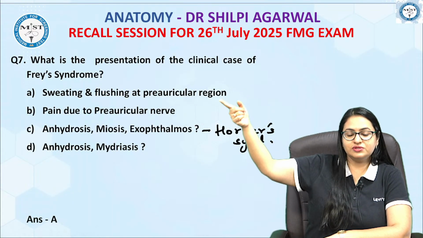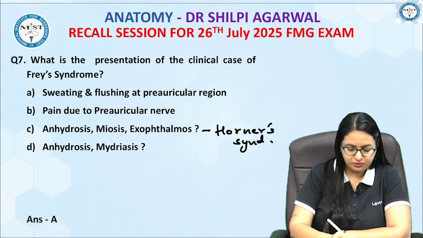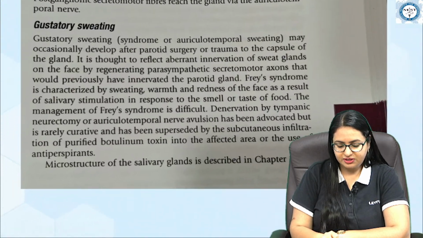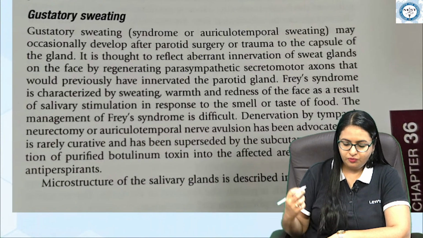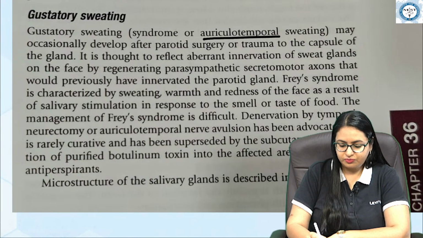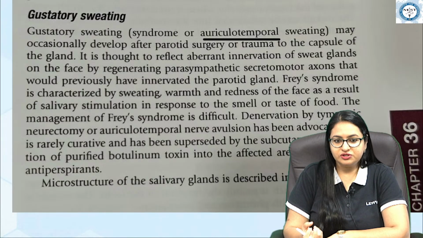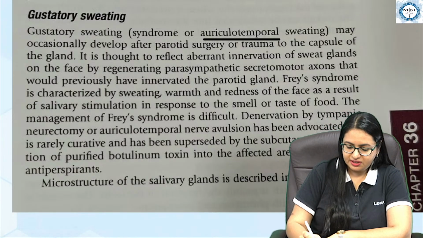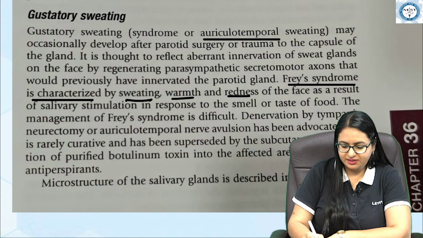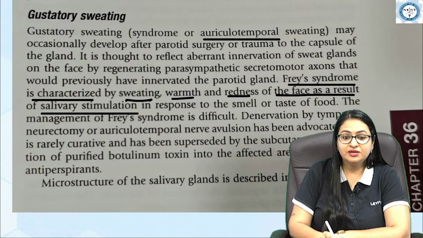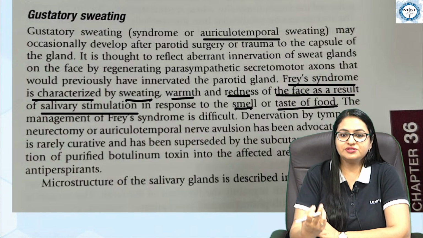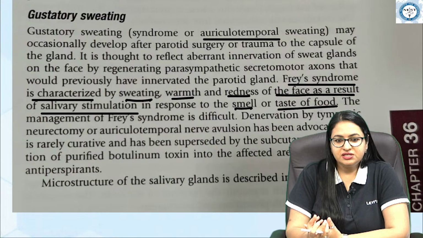So basically we have to choose between A and B, and we will stick with the answer A according to the explanation given in the latest edition of Gray's Anatomy, 42nd edition. In Frey syndrome, we mention the auriculotemporal nerve. We very well know it is due to auriculotemporal nerve injury, and it is written here that it is characterized by sweating, warmth, and redness on the face as a result of salivary stimulation in response to smell or the taste of food. So this is the key symptom here, right? This is a key symptom.